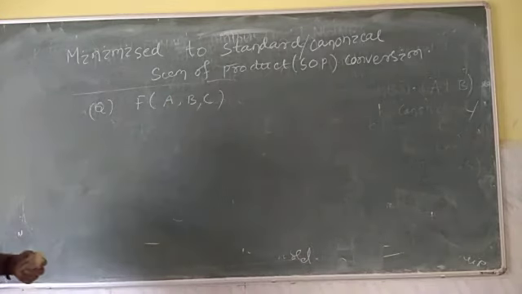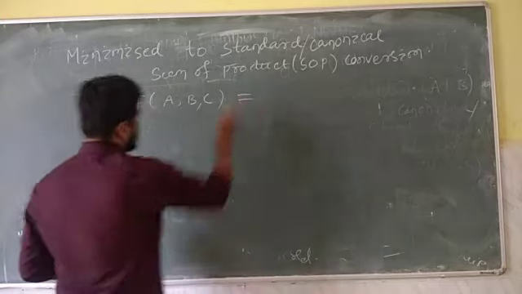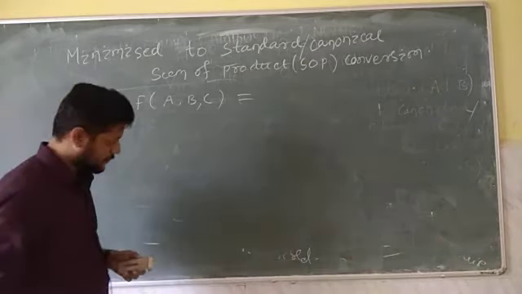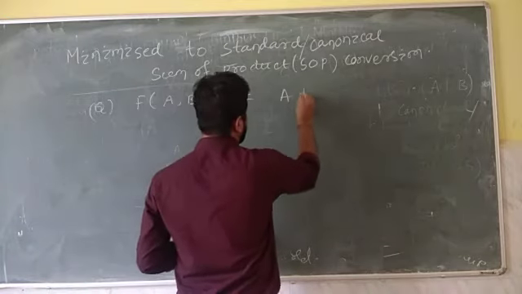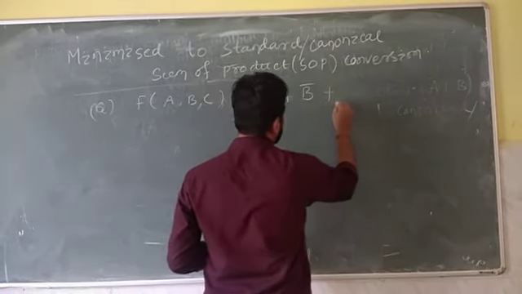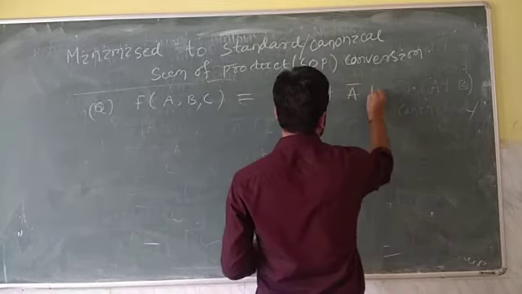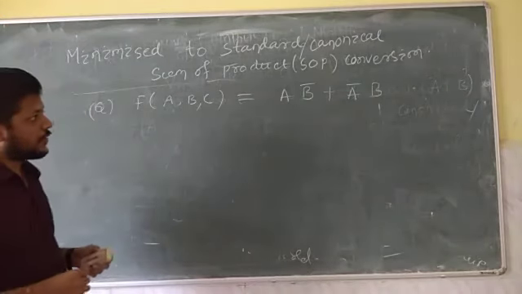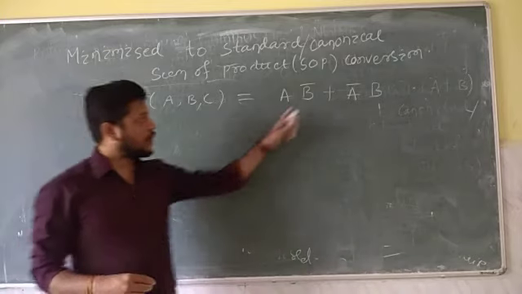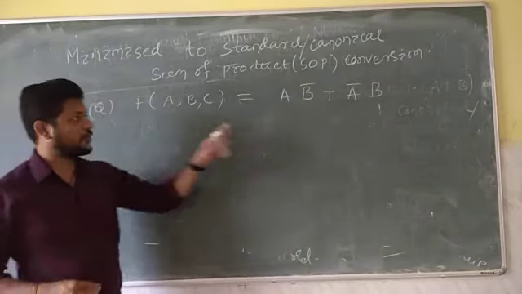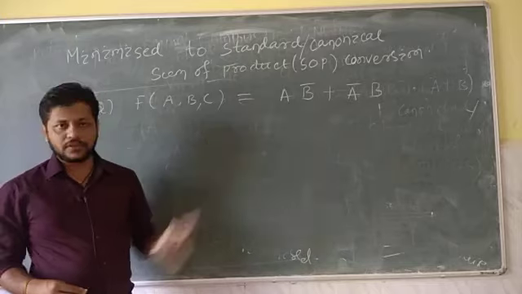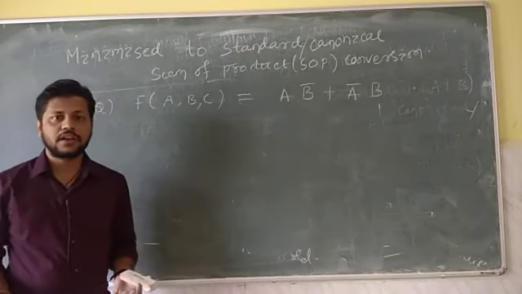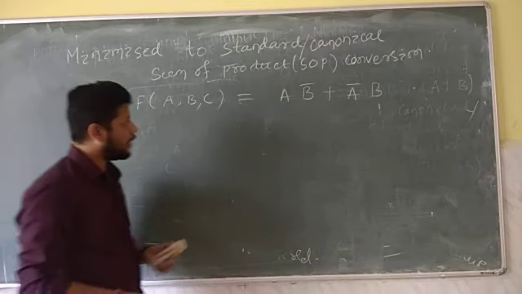The given question is: F is a function of variables A, B, C. That means F is a function which consists of these three variables A, B and C, and the expression is A B bar plus A bar B. Then how to write this? We can see which term is missing here: the term C is missing. This is a minimized expression, but you need to find its canonical or standard sum of product form.